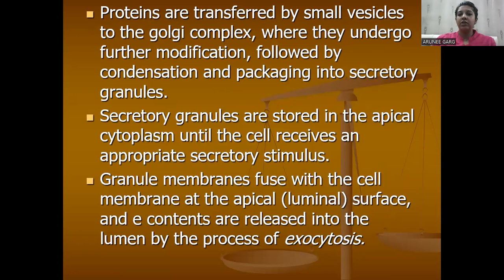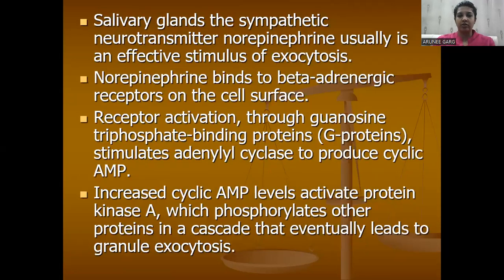The secretory granules are stored in the apical cytoplasm until the cell receives an appropriate secretory stimulus, which is when they are released in the lumen. The granule membranes fuse with the cell membrane at the luminal surface, and the contents are released into the lumen, and the process is called exocytosis. In the salivary glands, the sympathetic neurotransmitter norepinephrine usually is an effective stimulus of exocytosis.